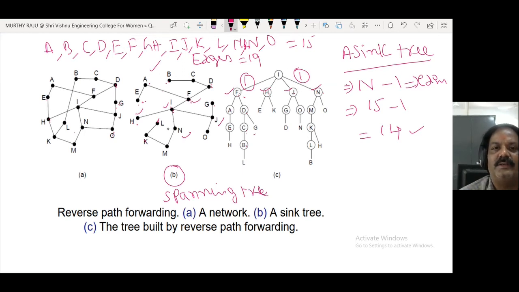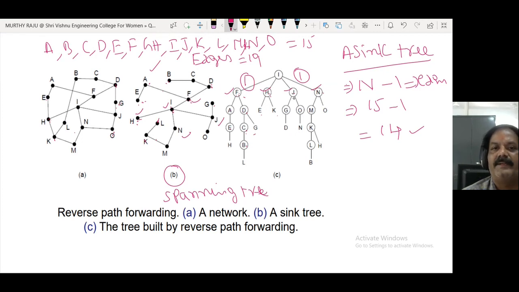This one is H. For H, there is no connectivity to E and K in the spanning tree, but in the main graph, E and K connections are there. That is the reason E and K are not circled. They are not valid routers.